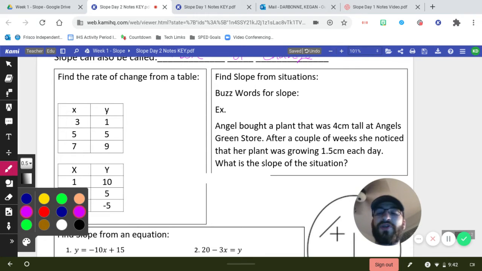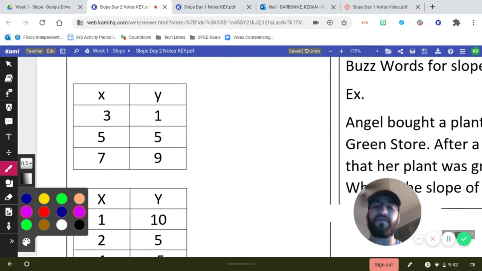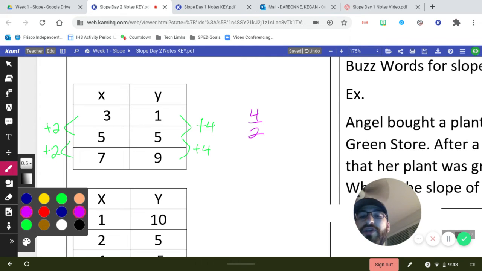slope from a table. A table is really just like a larger list of x, y points. So I can use that same trick we used with our points. I can find the change in y, so plus 4, and the change in x, plus 2, plus 2. Notice how it's the same. It should be either the same or the same ratio between all the points. So for my answer, I can do y over x, so 4 over 2, which would be equal to positive 2 for my slope.